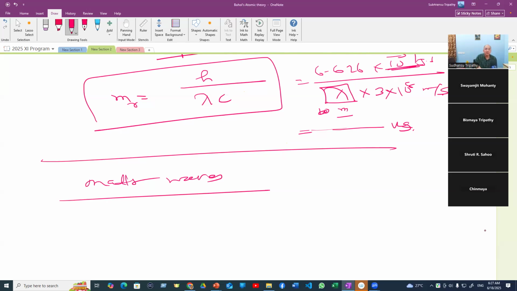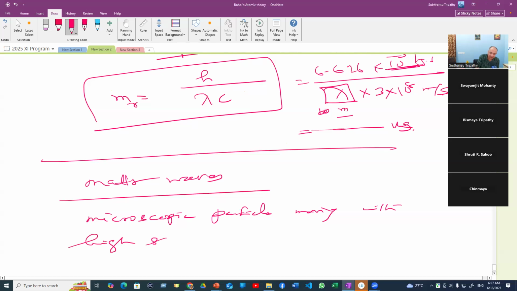Material particles, microscopic particles, particularly macroscopic particles have no significance here. It is valid for microscopic particles like a moving electron or a moving alpha particle, which are very fast moving, comparable with the speed of light. Microscopic particles moving with high speed exhibit wave motion. They exhibit wave motion.